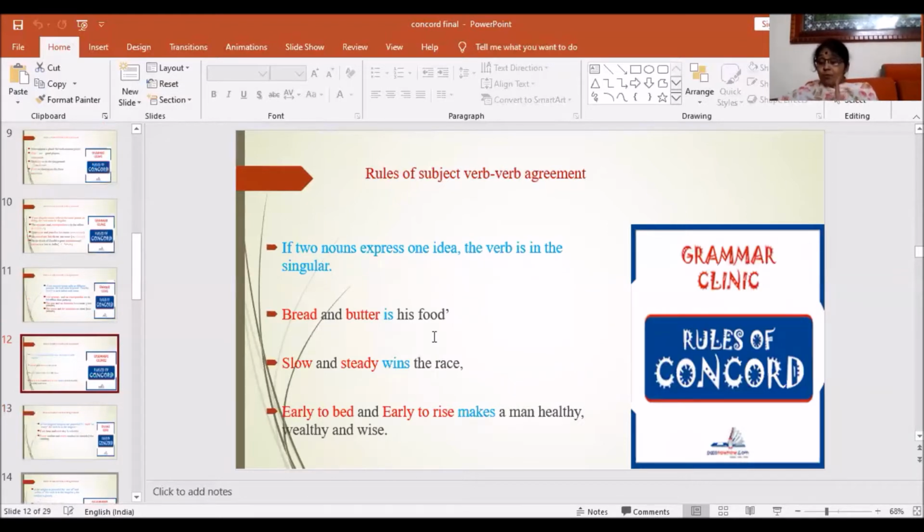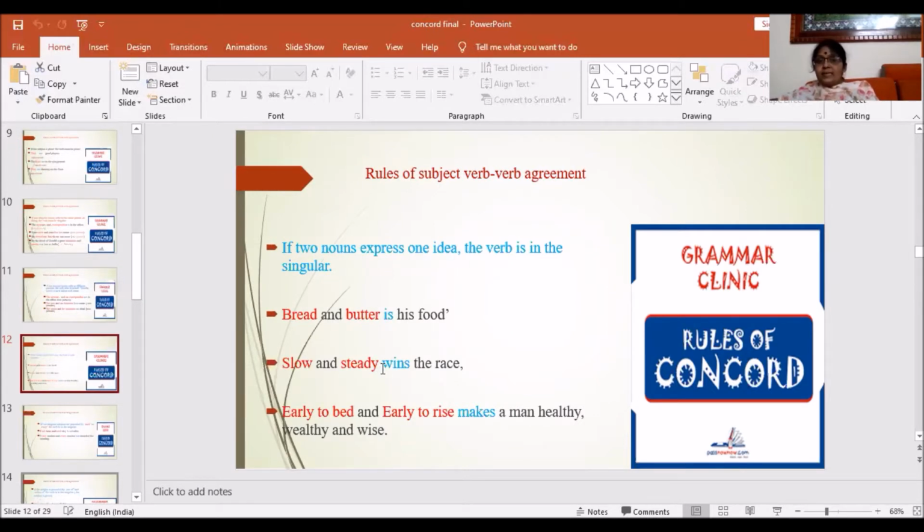If two nouns express one idea, the verb is in the singular. For example, bread and butter is his food. Bread is different, butter is different, but the idea is food, right? So we should use singular form.